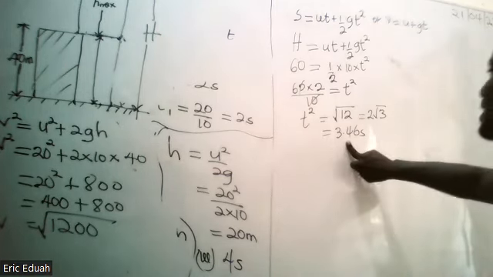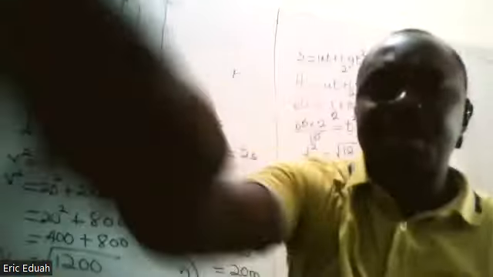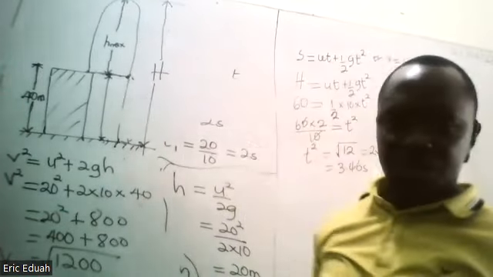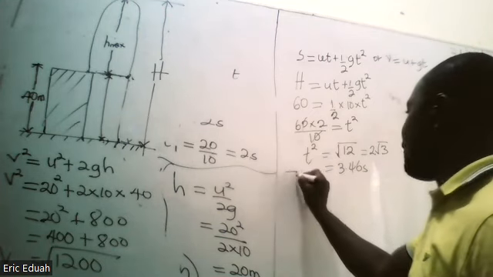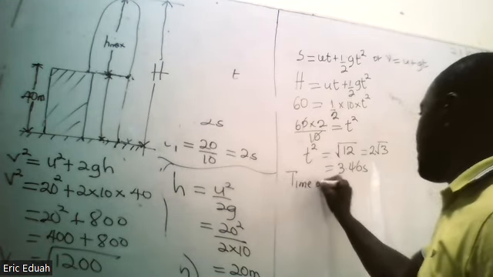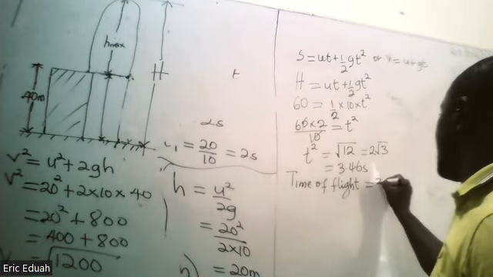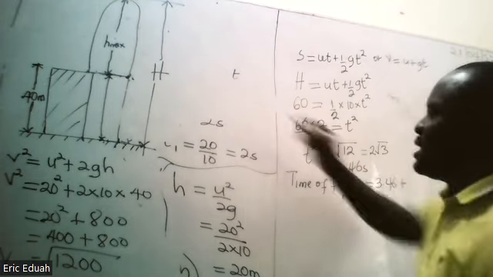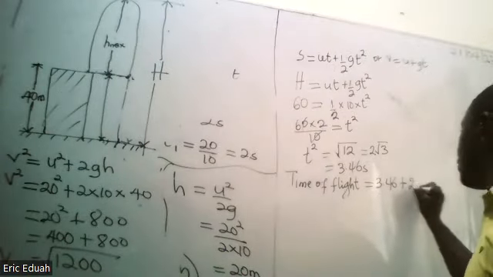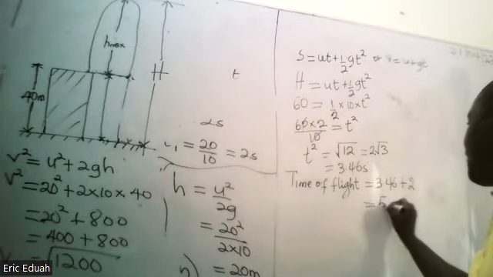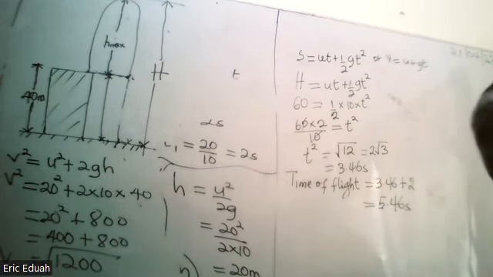So it means that this is the time taken by the body to move from the maximum height to the ground. So if I'm looking for the total time of flight, it is equal to this time, 3.46, plus the time taken by the body to move from here to the maximum height, which is 2 in total, giving me 5.46 seconds. So that's the time of flight.